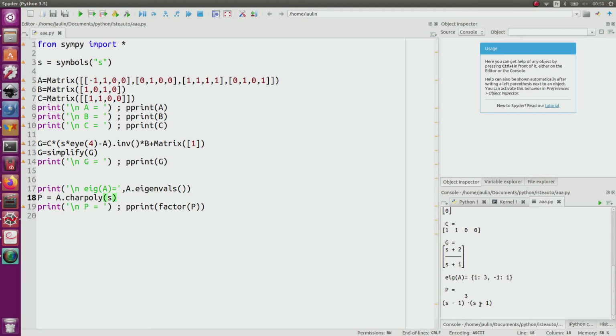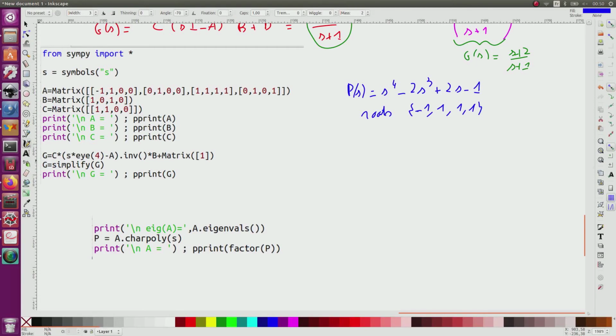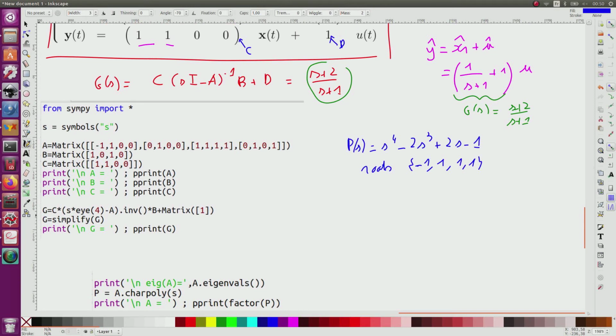So what happened is that in the transfer function, the poles are equal to s equal minus 1, which is on the left part of the complex plane, which corresponds also to this, and which is stable. But these poles are unstable. They are on the right of the complex plane, but they have been simplified.